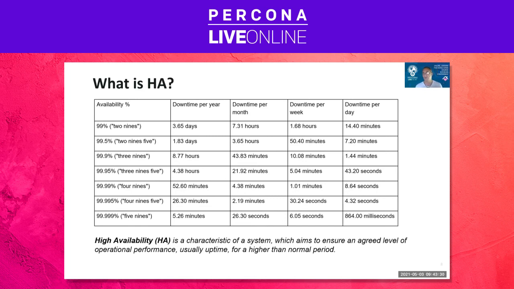In Percona, we do not consider a solution highly available unless it has at least two nines minimum. We should consider it highly available, but it's really the minimum, and it normally is not advisable to go for that. When you ask for high availability, we normally suggest at least four nines.